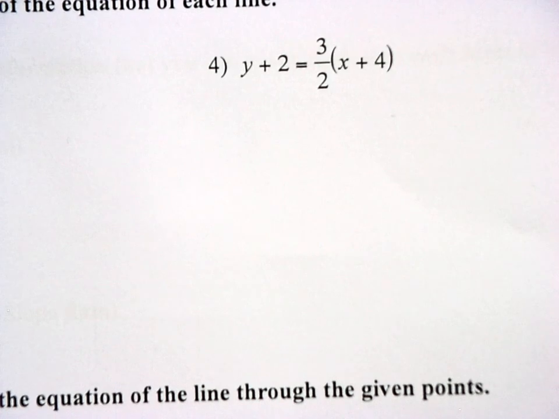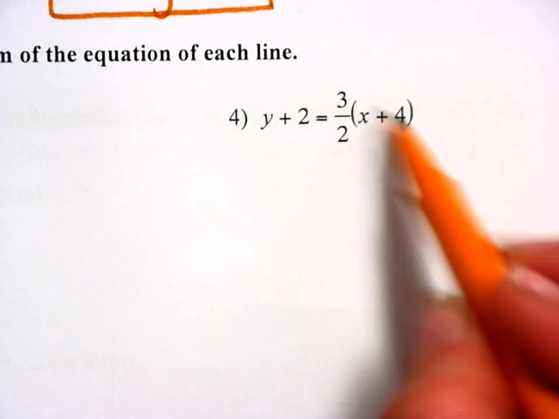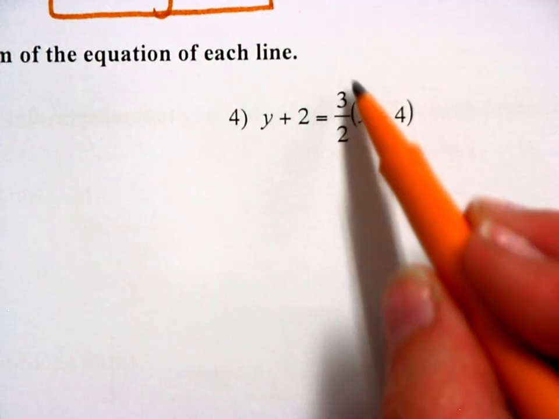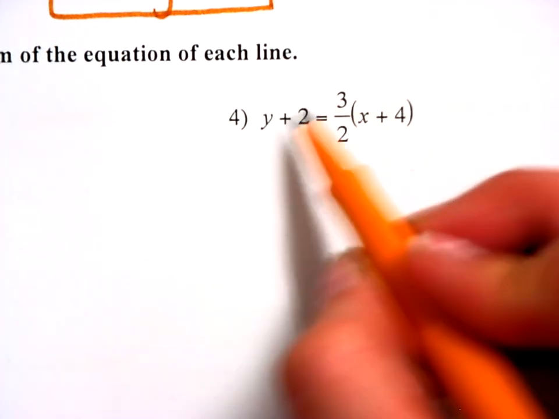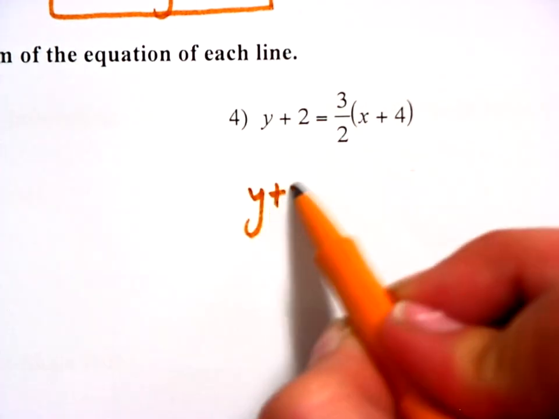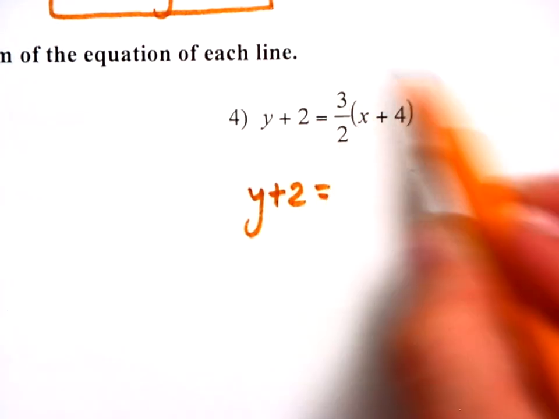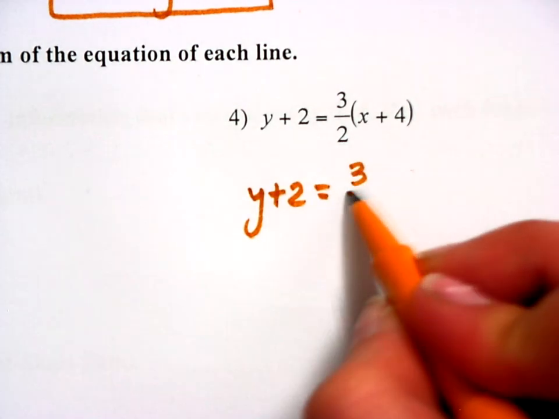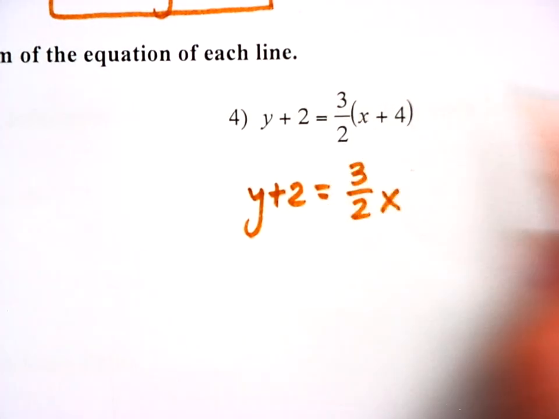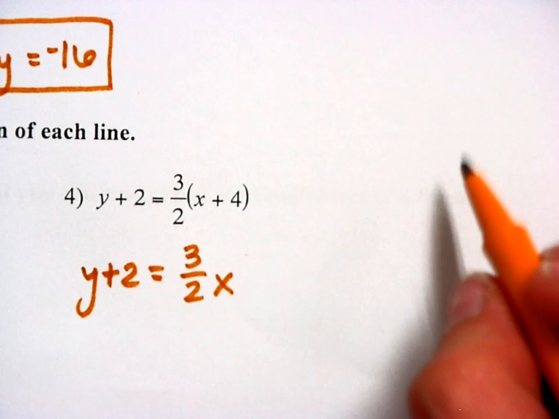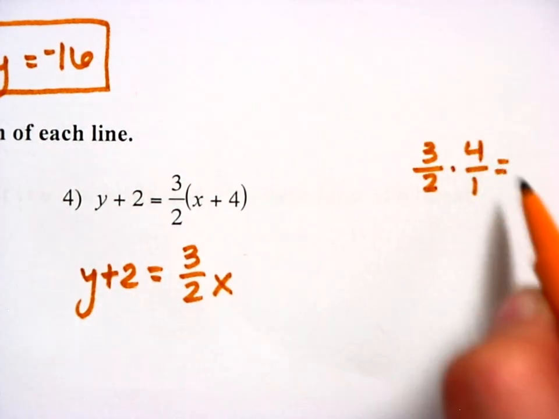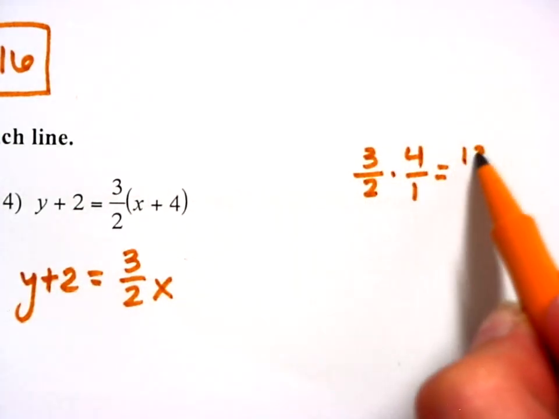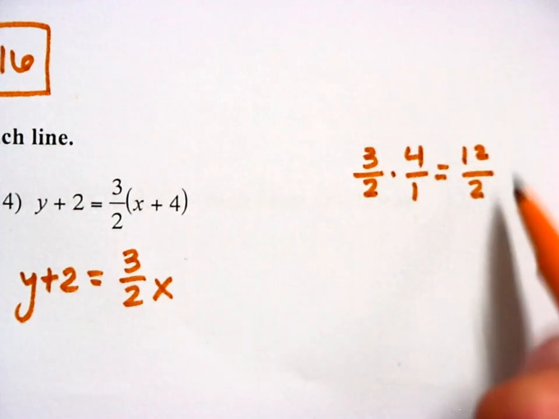Okay, next one, we're going to start with point-slope. I see, first off, I have some parentheses and a number out front. I'm going to distribute that first so I don't have those parentheses anymore. So I'm going to write my left side of the equation, and then I'm going to distribute this 3/2. So I've got 3/2 x plus, over here I'm going to show you 3/2 times 4. So 3 over 2 times 4 over 1, that's 12 over 2, and guess what that is?